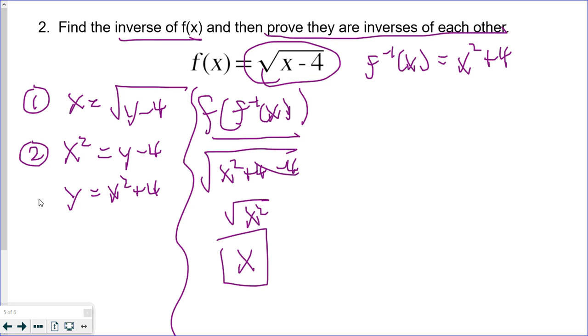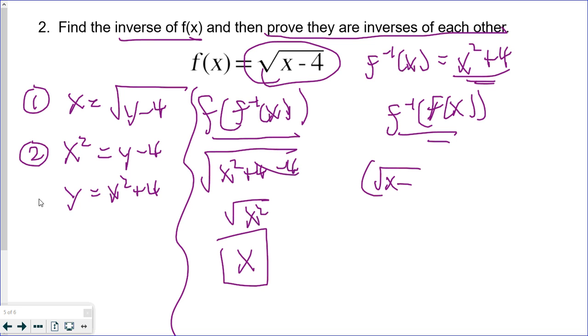What about the other way around? What if I do f inverse of f of x? So the reverse. What if I plug the original function into the inverse function? So everywhere I see an x in this equation, I'm going to plug in the square root of x minus 4. So that's going to be the square root of x minus 4 squared plus 4. Okay, well, if you square a square root, it cancels it out. And then negative 4 and positive 4 cancel. And then I'm left with x.